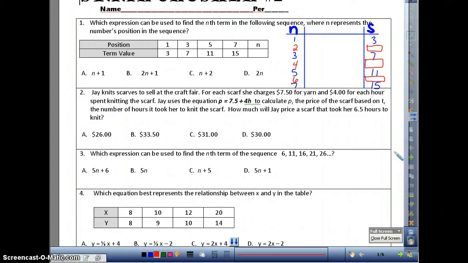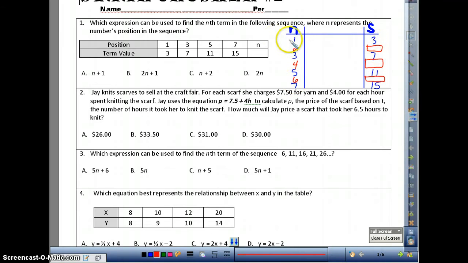Alright, Star Crusher 2 number 1. Which expression can be used to find the nth term in the following sequence, where n represents the number's position in the sequence? I hope you noticed that for your position number, they gave you the numbers in the first position, the third position, the fifth position, and the seventh position. They skipped 2, 4, and 6. I personally want to see what 2, 4, and 6 are, so I want to go in and fill in the blanks.